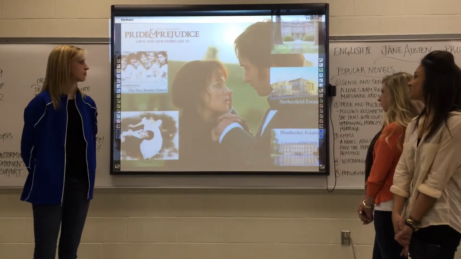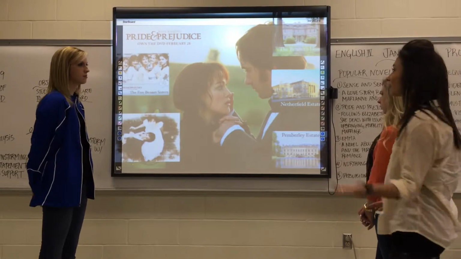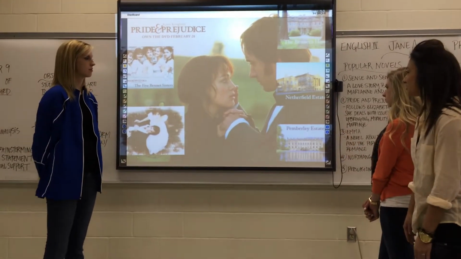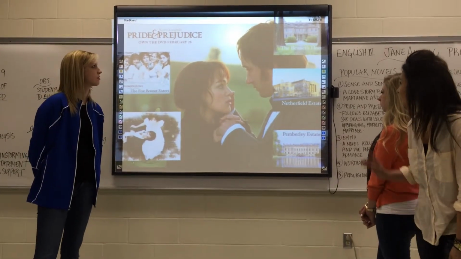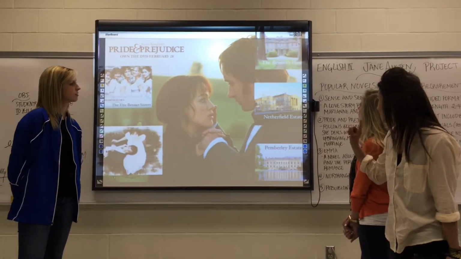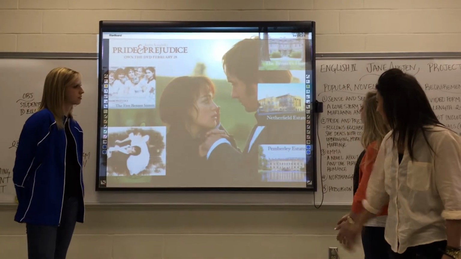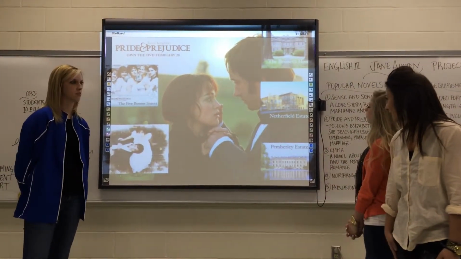And then here are just some pictures. On the left-hand side, there are the 5 Bennet sisters. And then below it is Elizabeth and Mr. Darcy. The top is the Bennets' house. And then below it is Netherfield Estate. And at the bottom right-hand corner is Pemberley Estate.